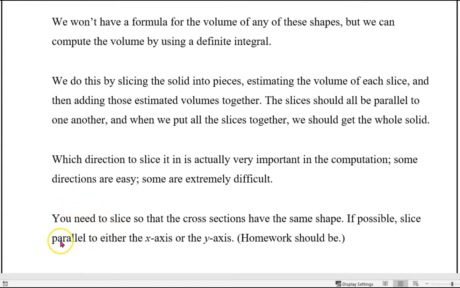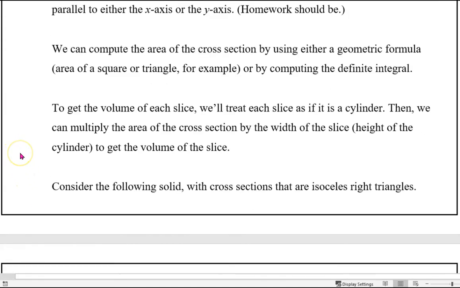We will also try to make our slices be parallel to the x-axis or the y-axis. All of your homework problems and web work had better be slicing parallel to the x-axis or the y-axis. If not, you need to let me know, but I can't imagine that there are any in there that are slicing at a different angle. We're then going to compute the area of the cross-section by using a geometric formula for the area of a square or the area of a triangle or the area of a semicircle, and then we're going to compute the definite integral. To get the volume of each slice, we'll treat each slice as if it were a cylinder.